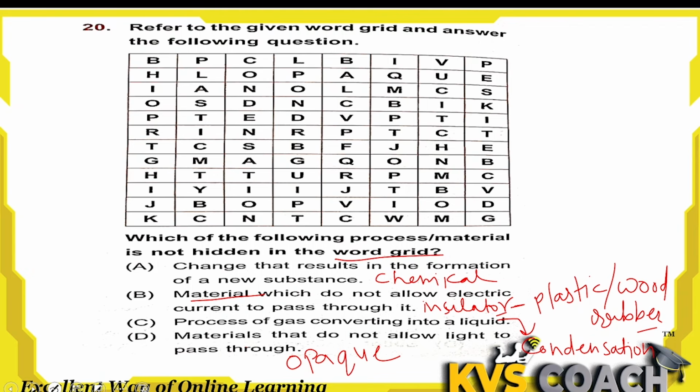So let's check what we have in the grid. We have opaque here, we have condensation here, we have plastic, the material which does not allow electric current to pass through it. That is plastic we have in the grid, but we don't have chemical here in the grid. So A, chemical, we cannot find in the grid. A is the answer here.